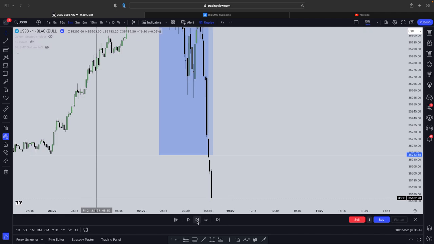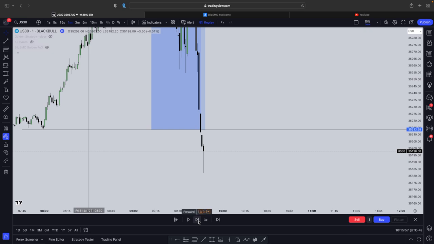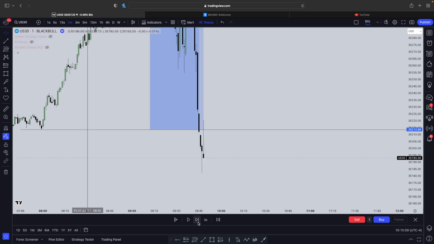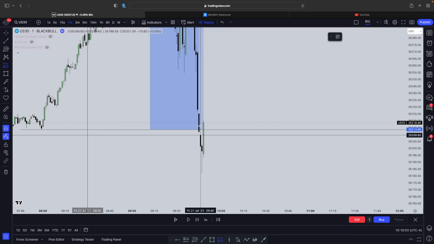Now we're going to wait for a bullish engulfment candle. So as you can see, black candle, black candle, black candle. Now we're waiting for the first green candle to form. If it's not bullish engulfing, don't enter the trade, just leave it alone. And as you can see, there you go, it's a green candle. Now you're going to get into this trade right over here.